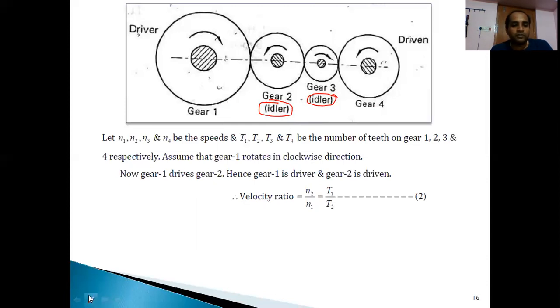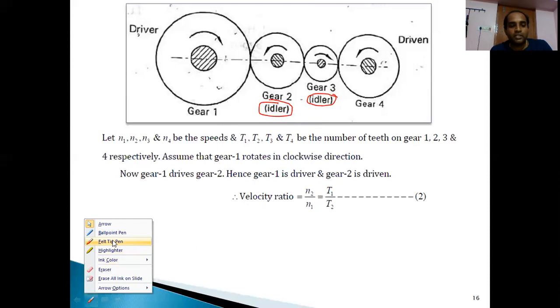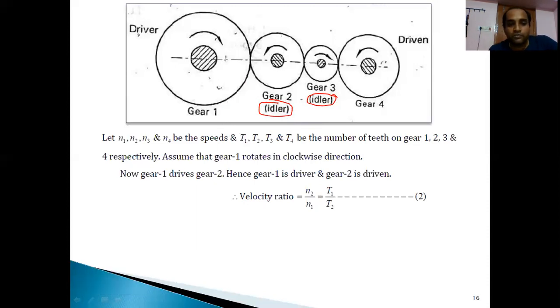Now, when we have written for these two, let us move to the next set. Now from gear 2, the power has to be transmitted to where? Gear 3.